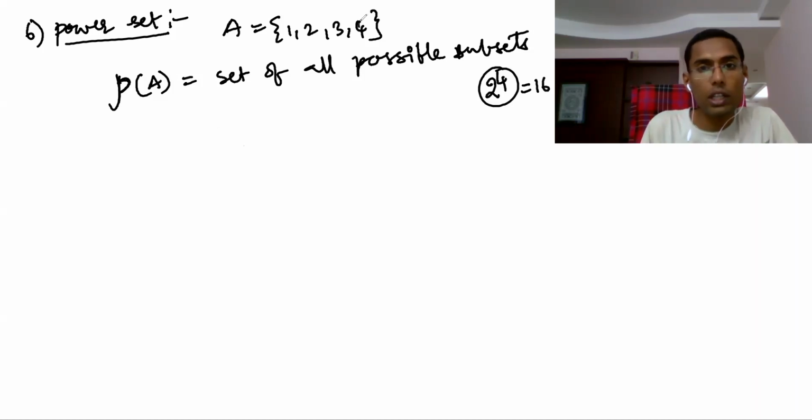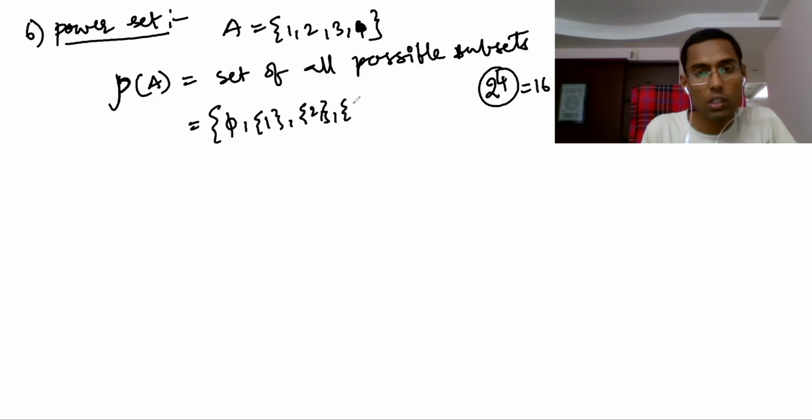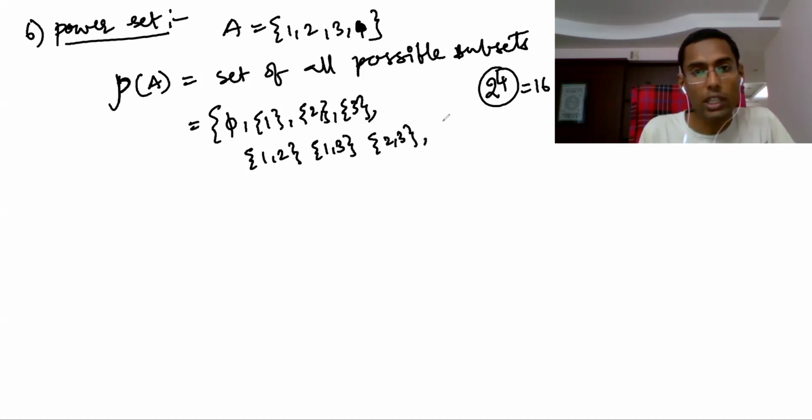For easy sake, I am not taking 4. Now, what are the subsets? The empty set is a subset. Sets containing one element. Sets containing 2 elements: {1, 2}, {1, 3} and {2, 3}. The set containing all 3 elements is A. A is a subset of A, as I told you. So that is what a power set is. Power set means the set of all possible subsets. If you write all the subsets in a set, then that set is called the power set.